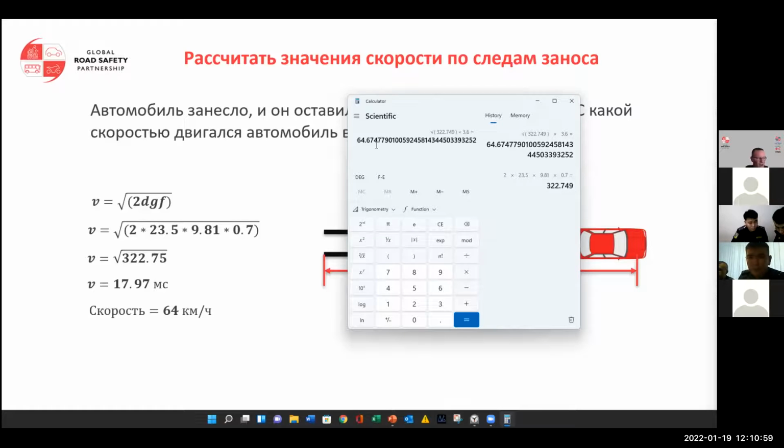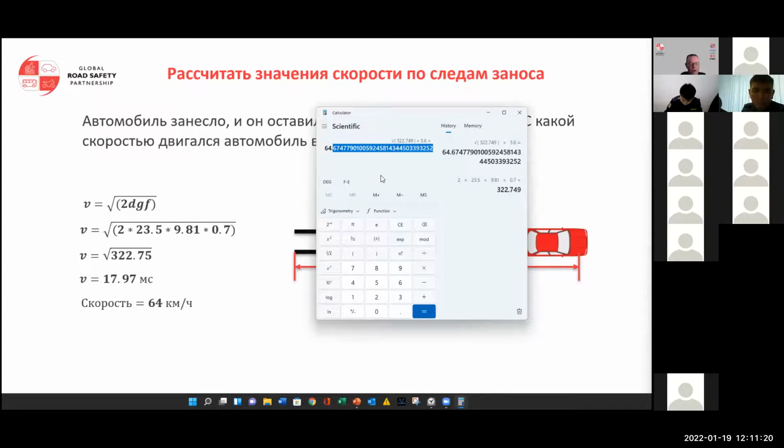Now just notice that when you do the maths, you will get decimal points with lots of numbers after it. 64.67 and all sorts. For speed, we ignore all of that. A speedo in a car doesn't say you're traveling at 50.7 kilometers per hour. It tells you you're traveling at 50. So we only look at the whole number. The number to the left of the decimal point is what we record for speed. Don't worry about the stuff after the decimal point for speed.